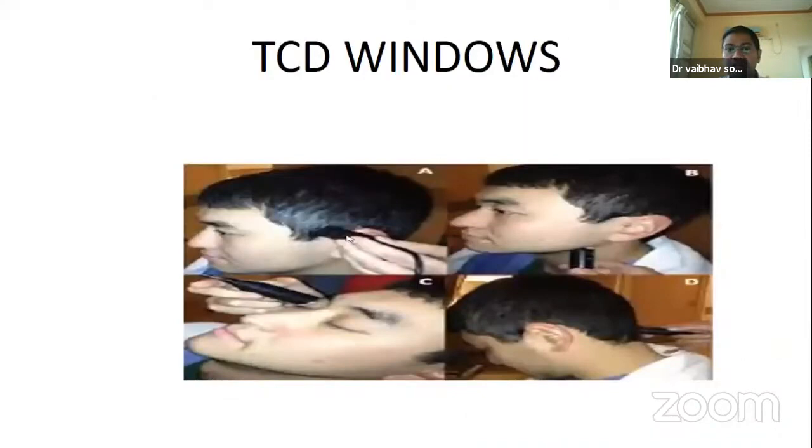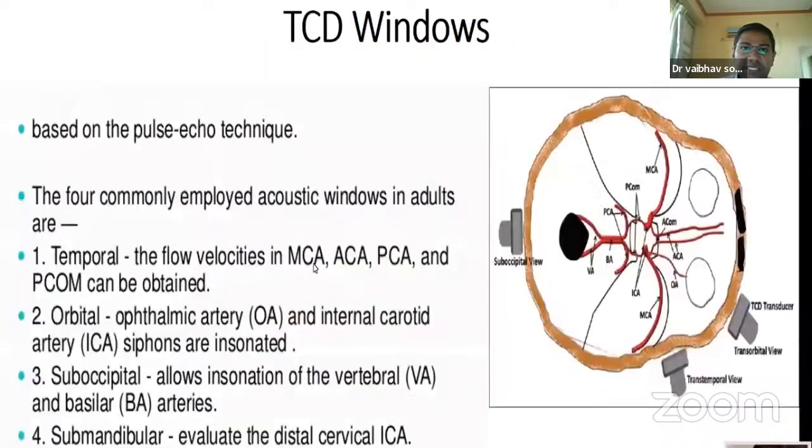Now, how will we perform the TCD? There are different windows for performing the transcranial Doppler, where the skull bone is very thin, from where we can insonate the arteries and get the desired results. The important windows are the transtemporal window, suboccipital window, submandibular window, and transorbital window.